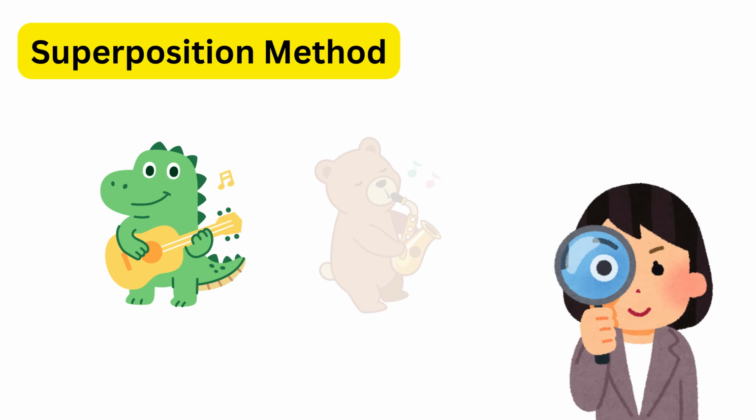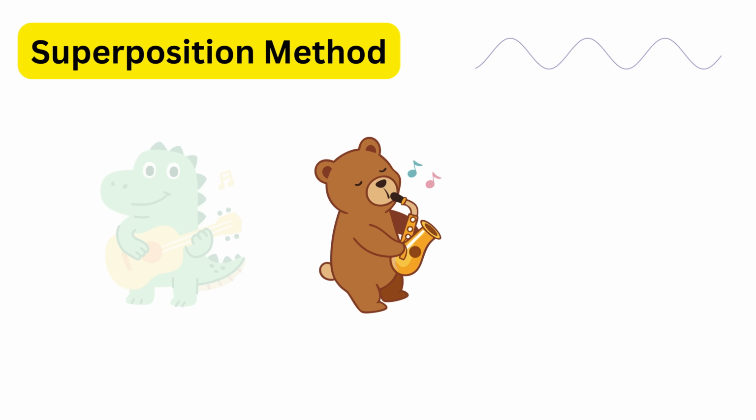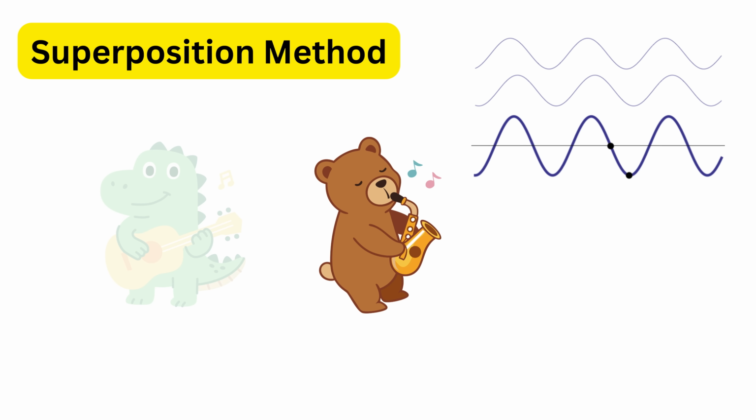The superposition theorem says you can listen to one instrument at a time, then note down what that one does, then listen to the other one alone, and note down what that one does, and finally add the two sounds together to fully understand the entire melody.